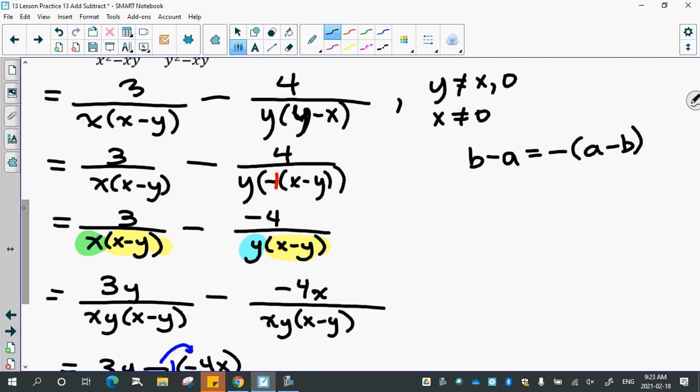So this identity can help you make an easier common denominator, right? So instead of having an x minus y and a y minus x in it, we just had one of the two using that identity, and then bumping the negative up to the numerator.